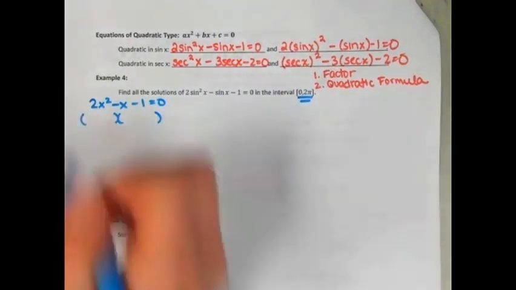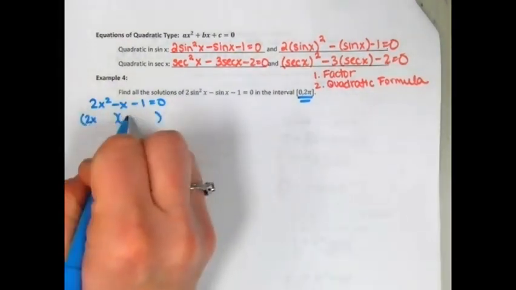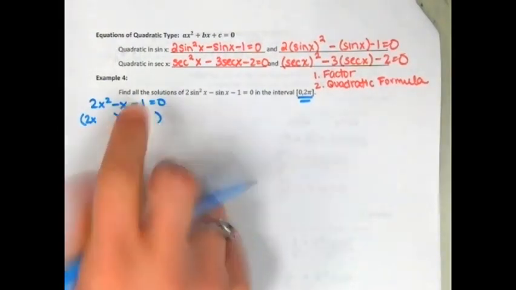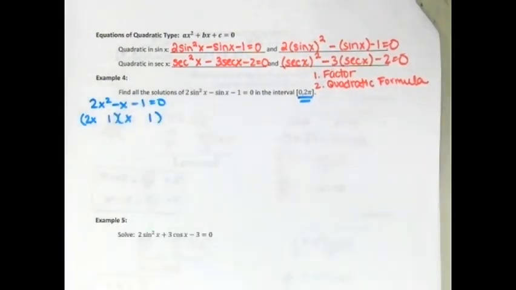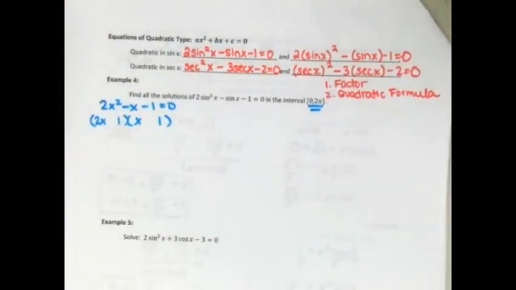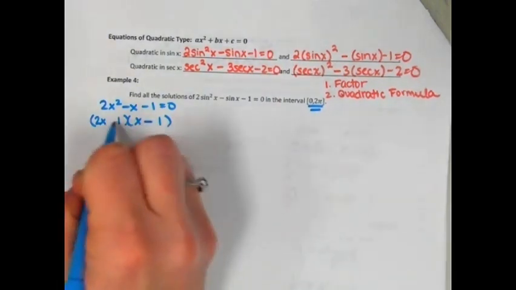How do I get 2x squared? Wouldn't that just be 2x times x? How would I get a negative 1? 1 and 1, right? But I need one of them positive, one negative. Which one would add, if I multiply the outside and inside, to a negative 1? The second one has to be negative.